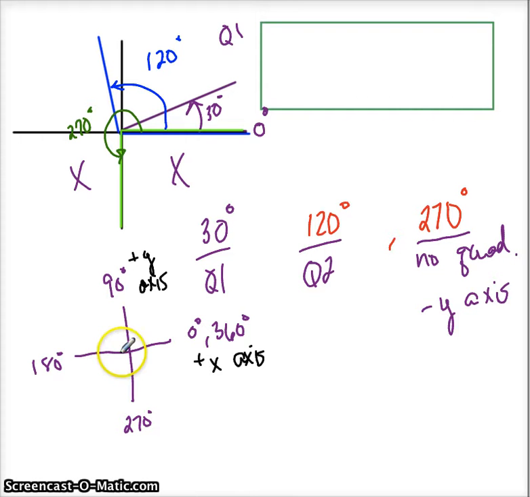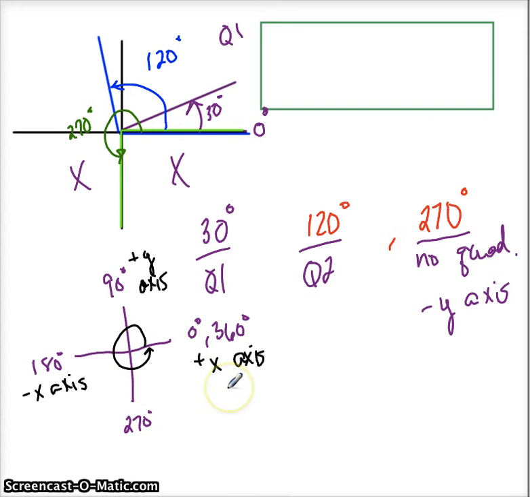What about 180 degrees? Not in a quadrant. It's on the negative x-axis. We've already discussed 270. Let's look at 360. 360 would be one full rotation, and it's also the positive x-axis.